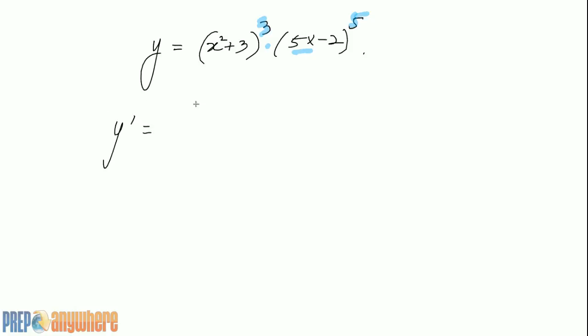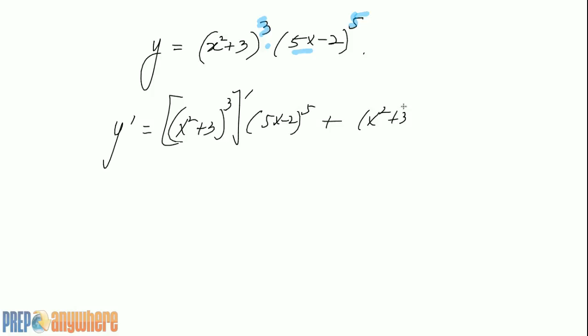Everything's backwards. So you actually have to do it. I'm not gonna do it, I'm just gonna write it out. This is what you have to differentiate first. And then you have to differentiate this. Like that. Alright. This is gonna be this.